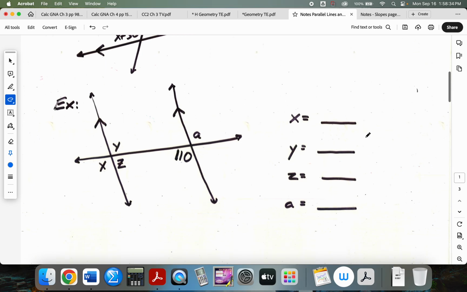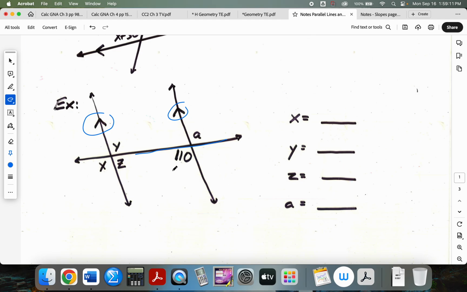So let's take a look at this diagram. And let's find them in the order that they asked us. If this angle is 110 degrees, and notice these two lines are parallel, so we're moving along the transversal from one side to the other. What kind of angles are the x and this 110 that I was given? What are they? I was looking for what's the name given to angles that are in that position.